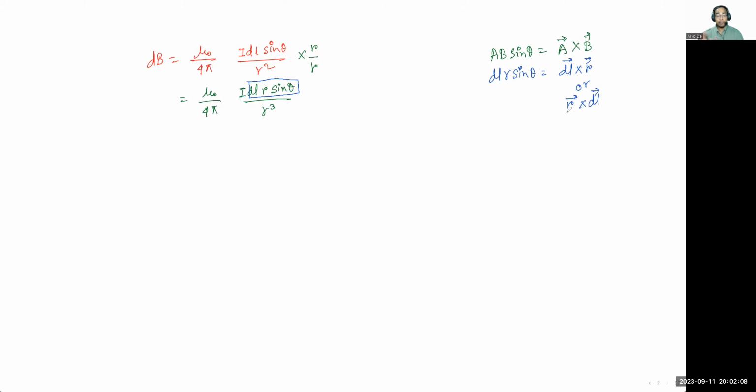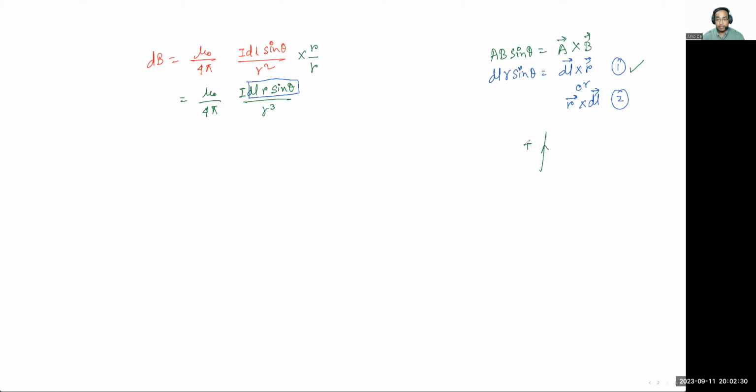Anyone? This is a vector and definitely it has a direction. So dl cross r is a particular direction and r cross dl is going to have a completely opposite direction. Which one is the correct one, number one or number two? Tell me quickly. Okay, you think number one is the correct one? Okay, let's find out why.